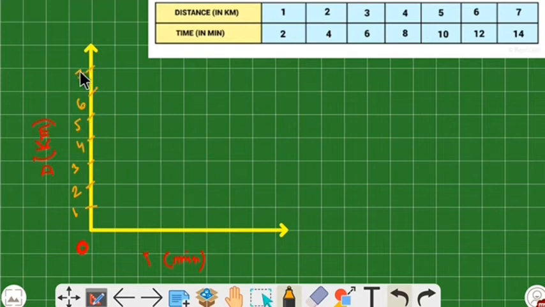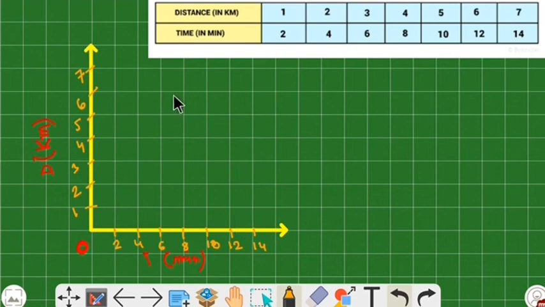so that the highest value can be accommodated within that. And for time, the highest value is 14. So 14, that means 2 4 6 8 10 12 14.